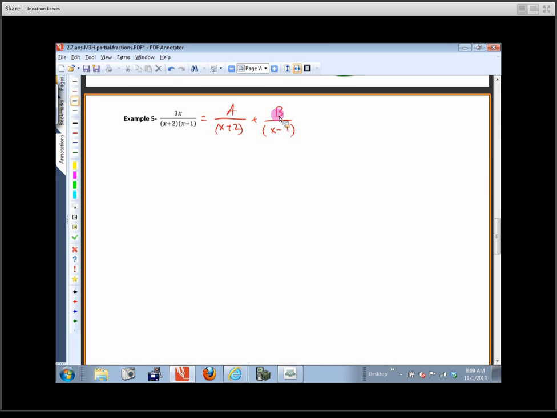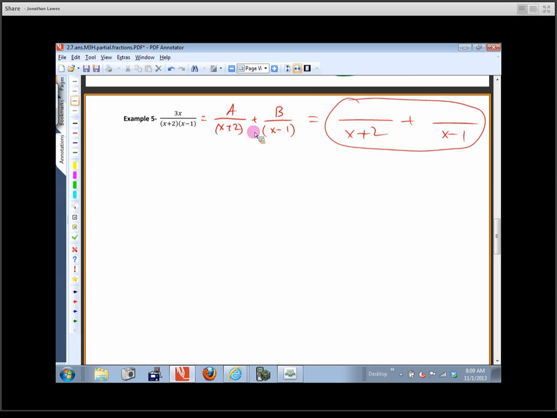So the whole point of this is I want to figure out what A is and what B is, and then we're going to write, okay, I've got this piece and this piece. This one's going to have an x plus 2 on the bottom, and this one's going to have an x minus 1. I need to find those numbers right there, and I'm going to put a big circle around that, and then I'll be finished with this problem. So that's what we're after.